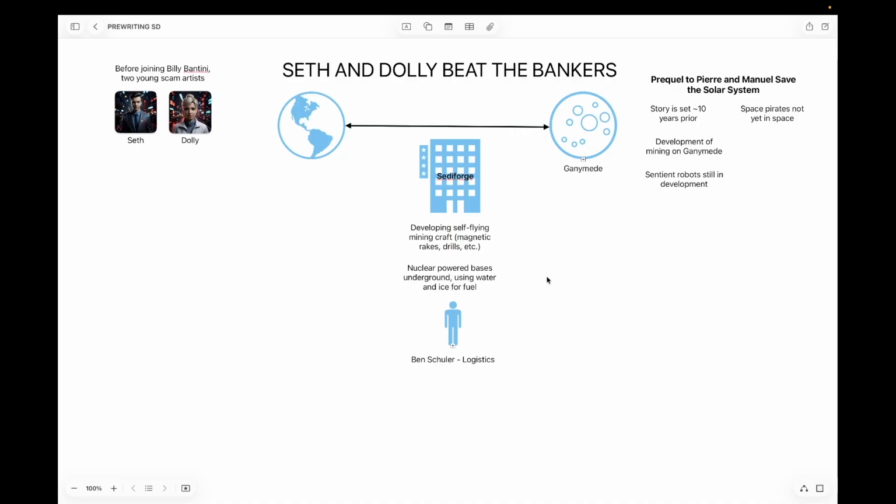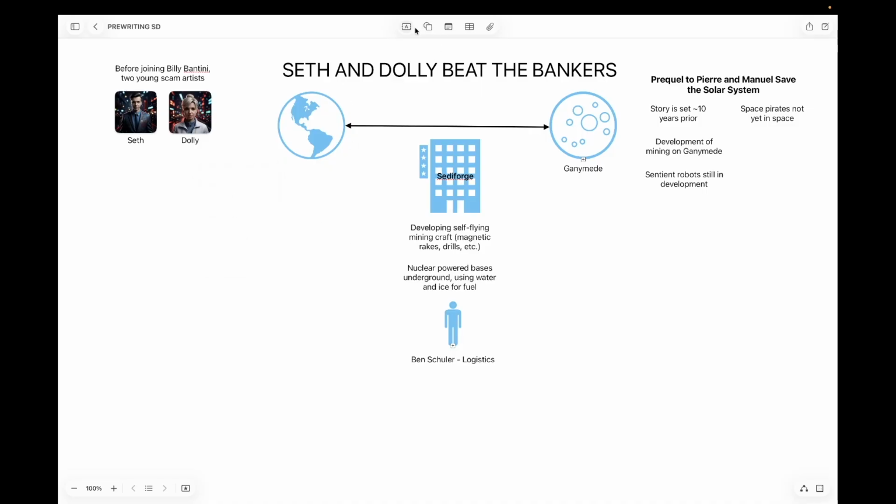So we got a character named Ben Schuler who runs logistics. He became the head of logistics. He may not be the guy in charge, but perhaps he's a point of contact with Seth and Dolly, or maybe someone else. See, the idea is that Seth and Dolly are small-time. They're small-time con artists. I still haven't figured out a scam that they could be running, but it could be something involving colonization, because mankind is colonizing.